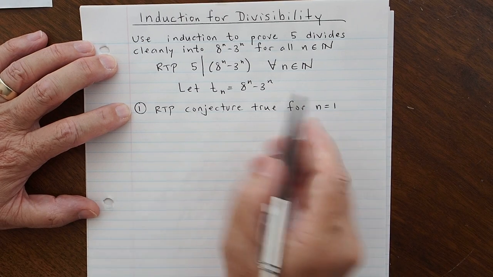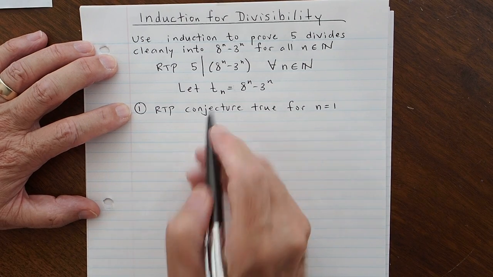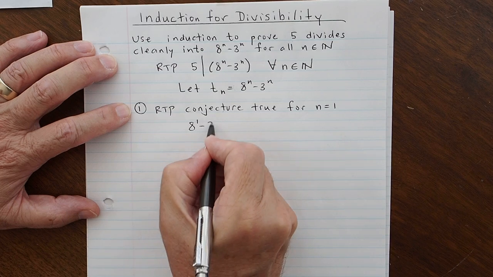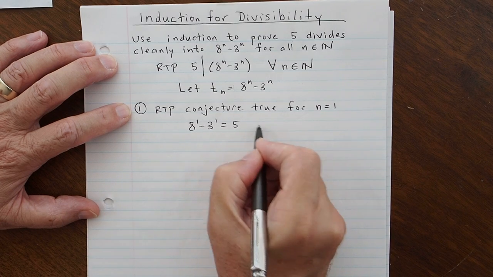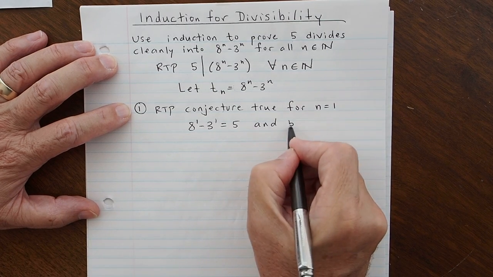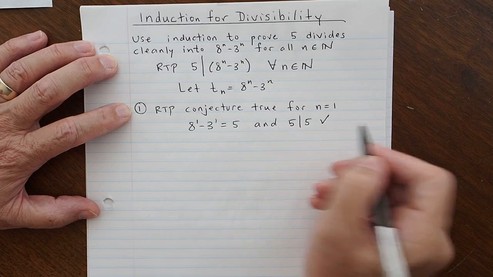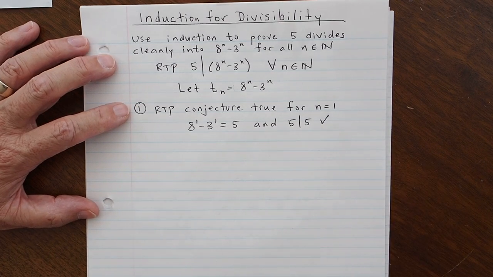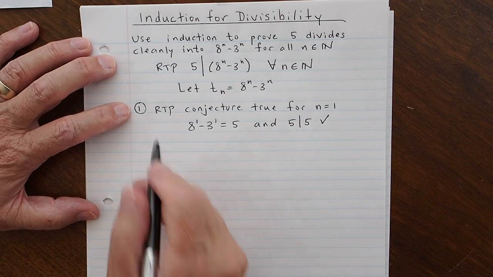So let's look at what happens to this expression when n is 1. We have 8 to the 1 minus 3 to the 1 is 5, and surely 5 divides 5, so check, it passes the first test. The conjecture is true when n is at least 1.